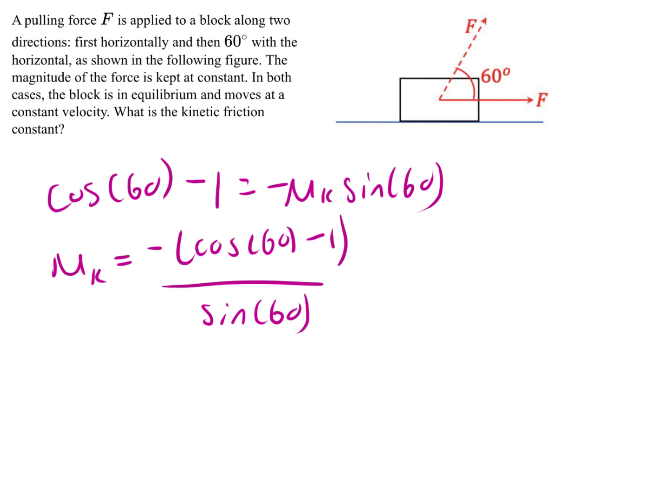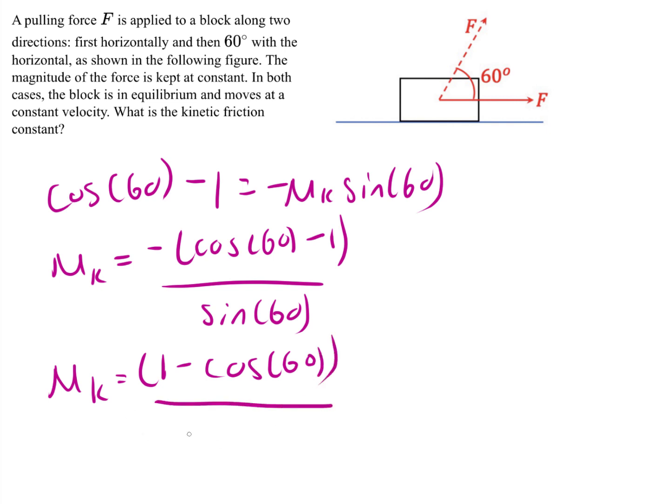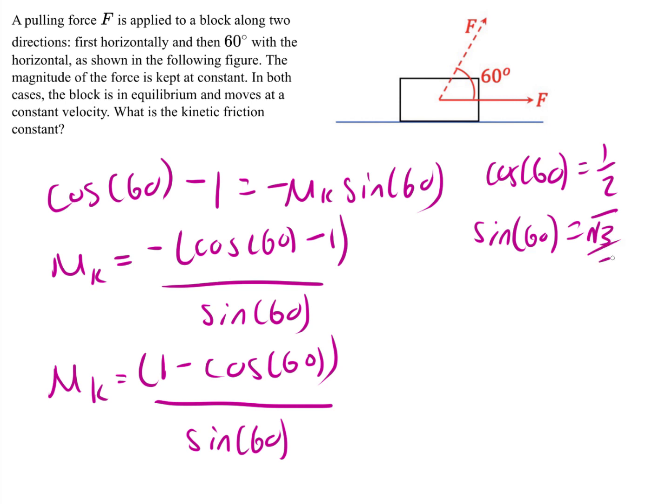And then that can be simplified into the final answer that the coefficient of kinetic friction is equal to 1 minus the cosine of 60 divided by the sine of 60. And right now it's still just an expression, but we can substitute the cosine of 60 degrees, which equals 1/2, and the sine of 60 degrees, which equals square root of 3 over 2 into this equation. So I can get this equal to 1 minus 1/2 is 1/2 over the sine of 60 is square root of 3 over 2.